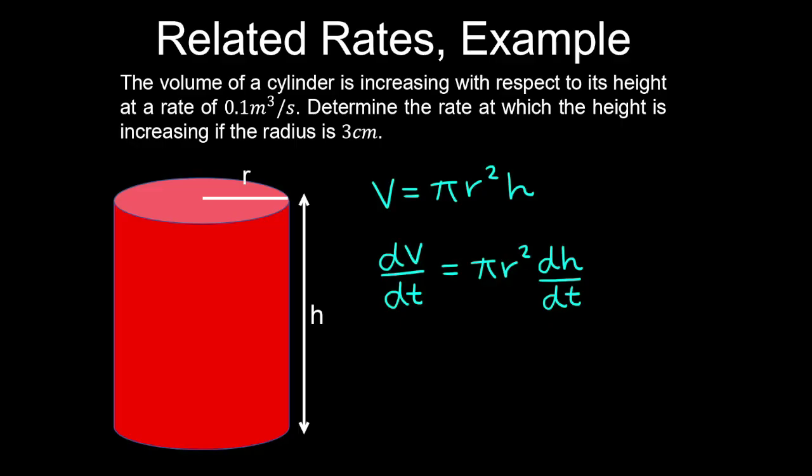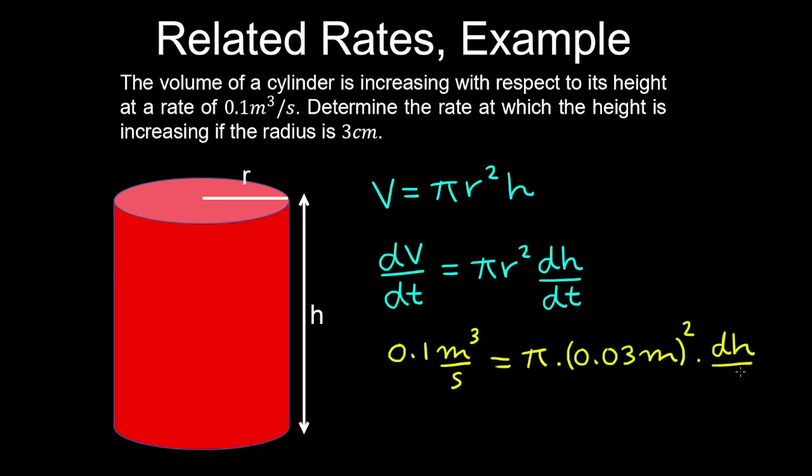And now we can substitute our values, so 0.1 meters cubed per second is equal to pi times the radius squared, so that will be 0.03 meters squared, multiplied by the change in height with respect to time. And then solving for the rate of change of height with respect to time, we get 35.4 meters per second. And check your units.